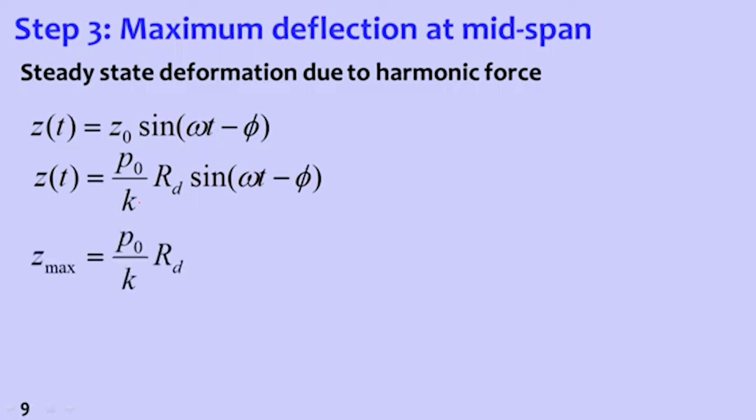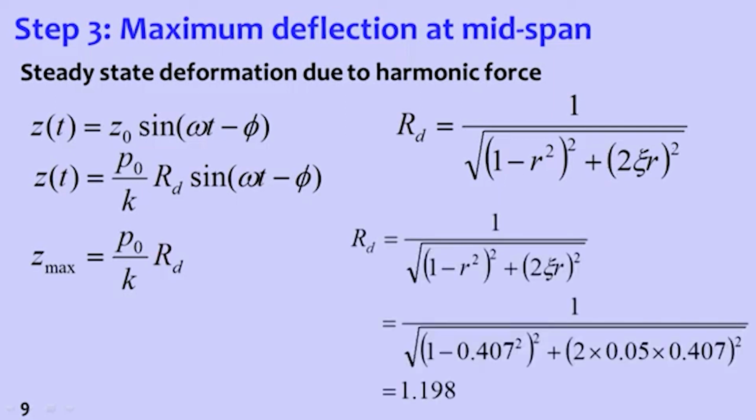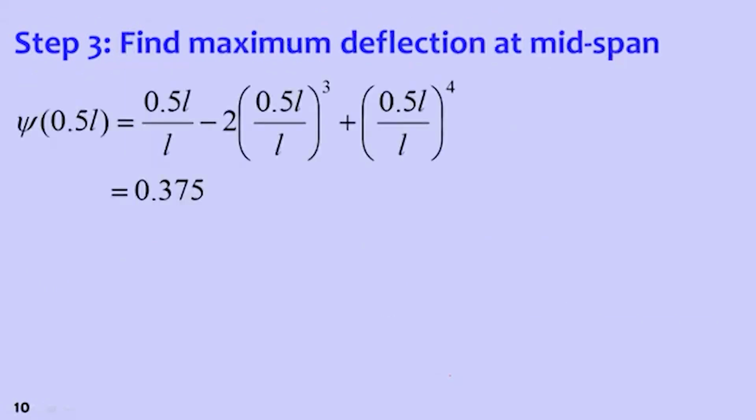Now for Z max, the sinusoidal part disappears, as its maximum value can be plus 1. So we get Z max equal to P0 by K RD. RD, we know, is 1 by square root of 1 minus R square whole square plus 2 zeta R whole square. If we substitute the R value in this one, we get RD as 1.1988. Then the maximum deflection at midpoint. According to the deflection profile, if you substitute x is equal to L by 2, we get 0.375.